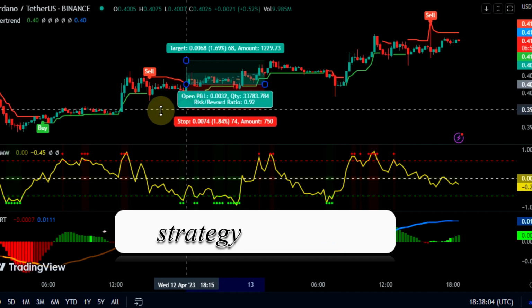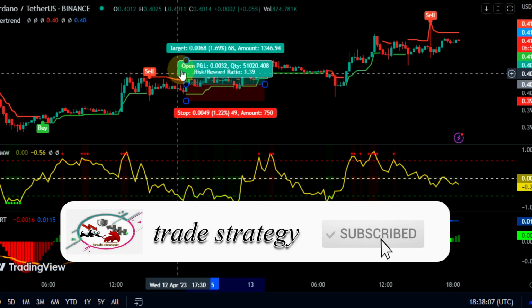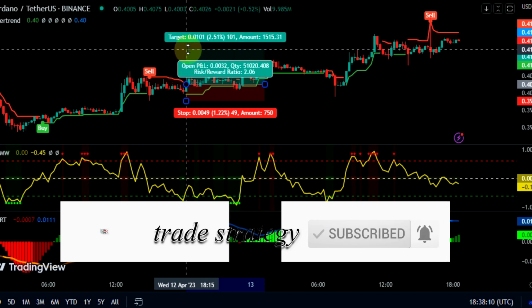We place the stop loss below the previous resistance and exit the trade with a target of 1.5 or 2.